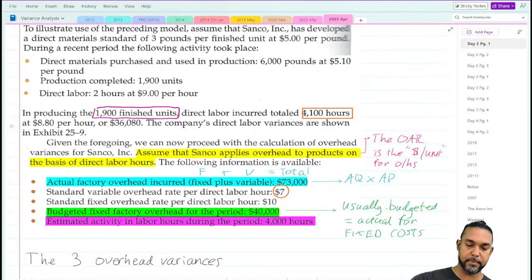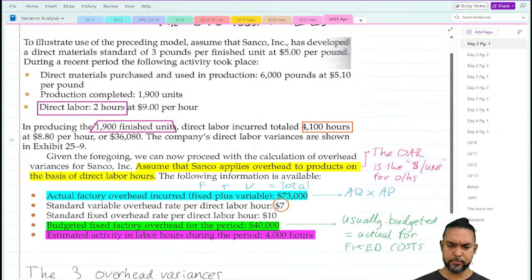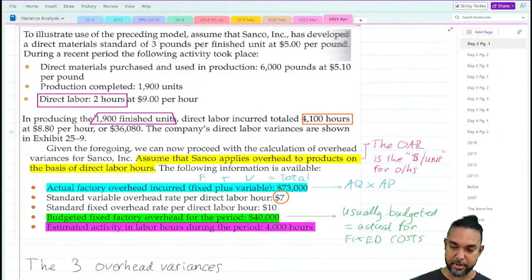So in producing 1,900 finished units, right? And normally direct labor standard is 2 hours per unit, right? So the standard is 2 hours per unit, and we made 1,900 units, right?